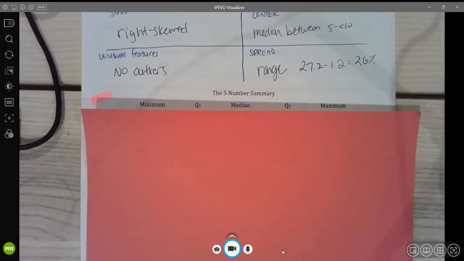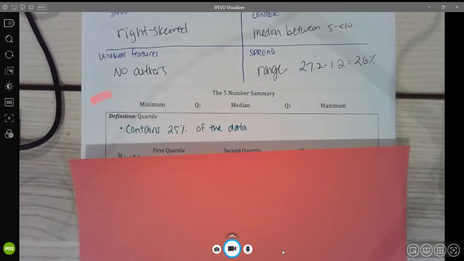The minimum, something we call Q1, the median, something we call Q3, and the maximum. The median, the minimum, and the maximum, those are words that you should have seen before. The quartiles, which are Q1 and Q3, you probably have not seen before. Okay, so let's talk about those.